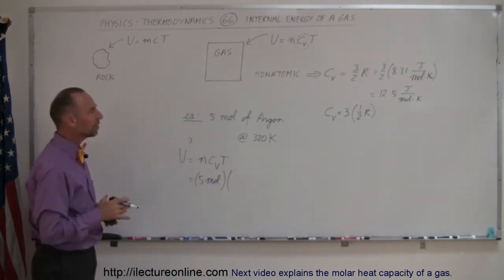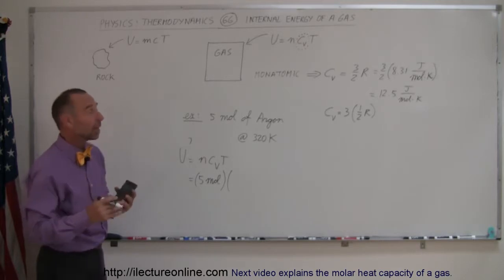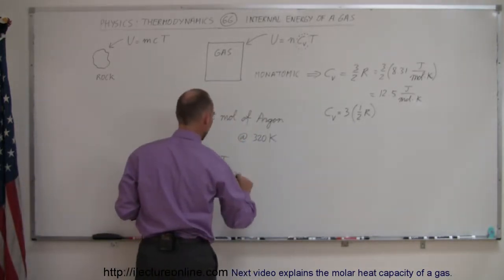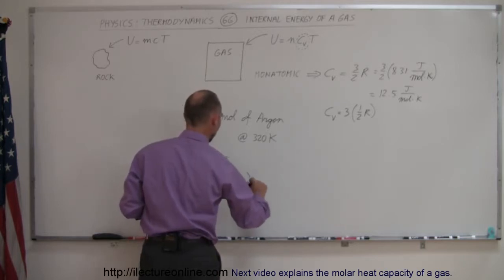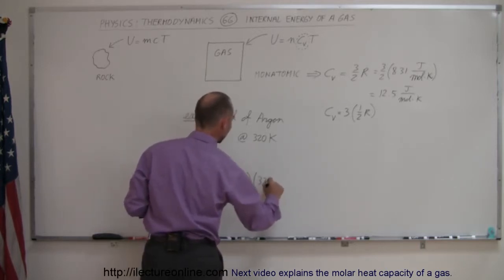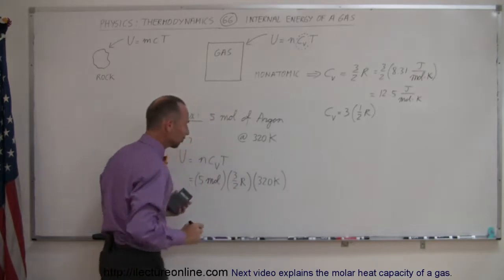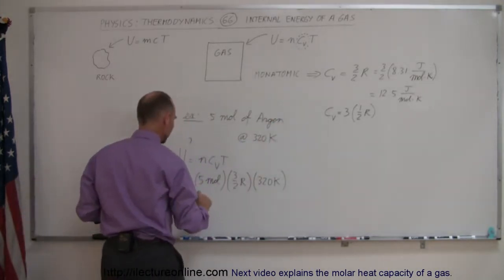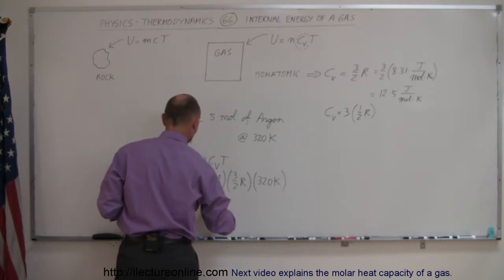And remember, argon is a noble gas, which means monatomic, which means it has a C sub V of about 3/2 R. So 3/2 R times the temperature of 320 Kelvin. Always make sure that the temperature is expressed in Kelvin. Of course, 3/2 R is about 12.5 joules per mole times Kelvin. So this is equal to 5 moles.